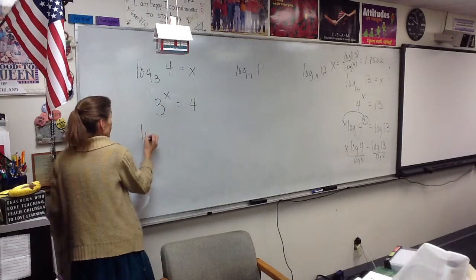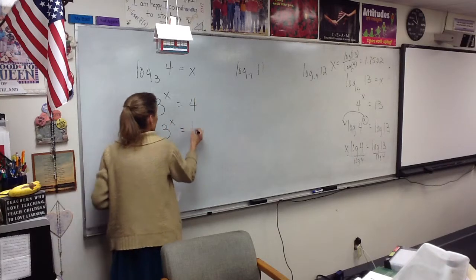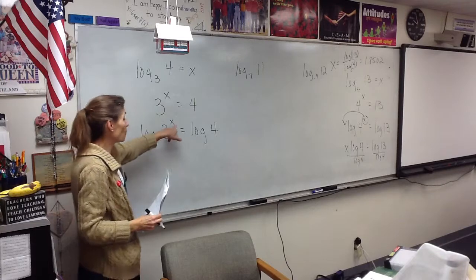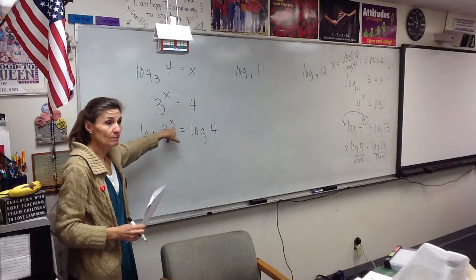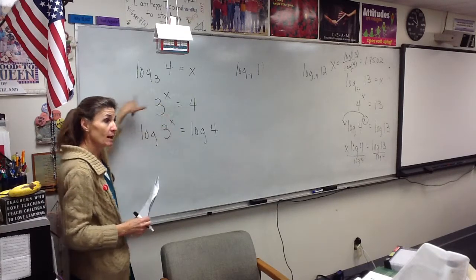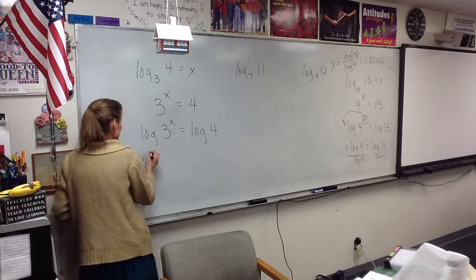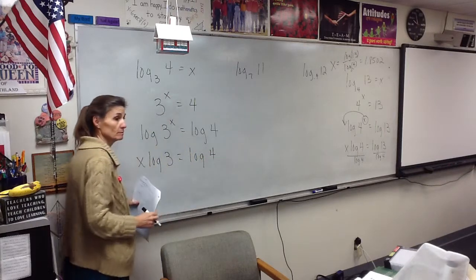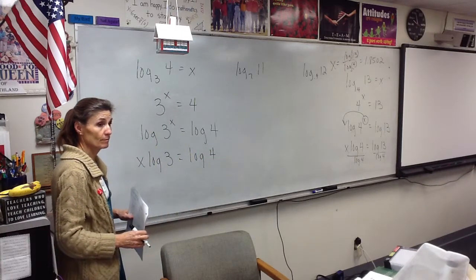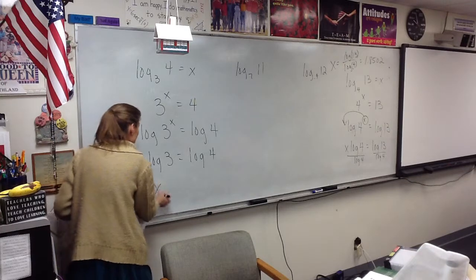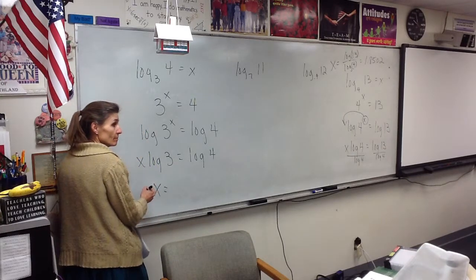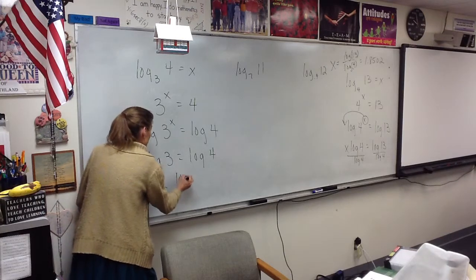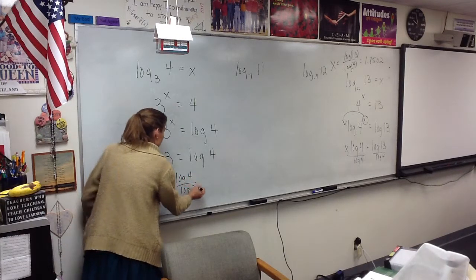Now we're going to take the logarithm of both sides. And why do we do that? So that what happens to this guy? Where does he go? Out in front. So x log 3 equals log 4. And then what will x end up equaling then? We're going to divide, right? So it'll be the log of 4 divided by the log of 3.